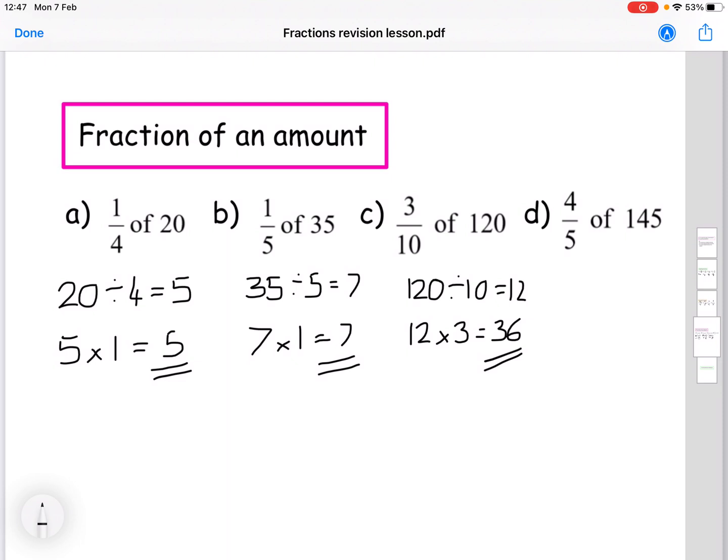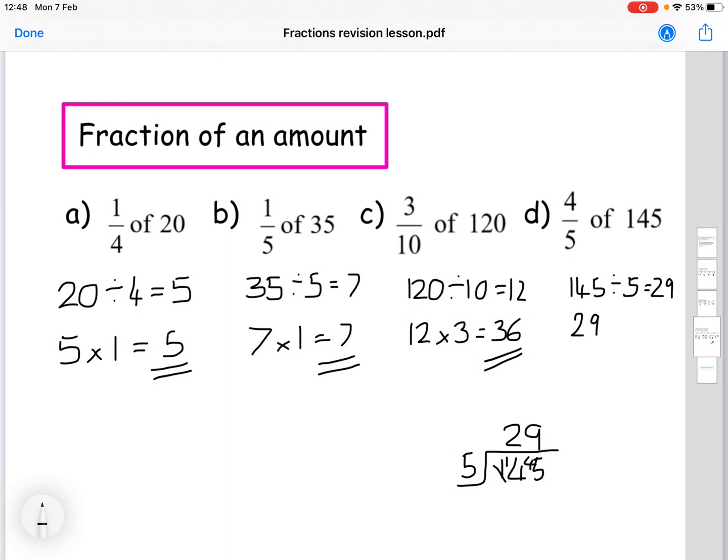So 4/5 of 145. So we'll do 145 divided by the bottom number. Okay, now something like this, you might want to write out a little division sum if it's too hard to do in your head. Okay, so 145 divided by 5. So 5 into 1 doesn't go. 5 into 14 is 2. Remainder 4. 5 into 45 is 9. So 29. And then your times in that answer.